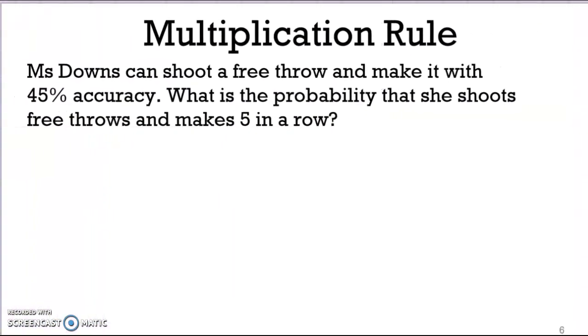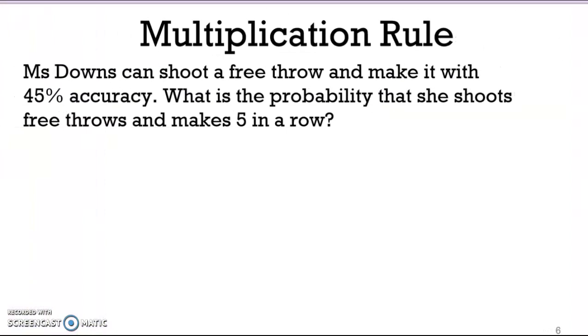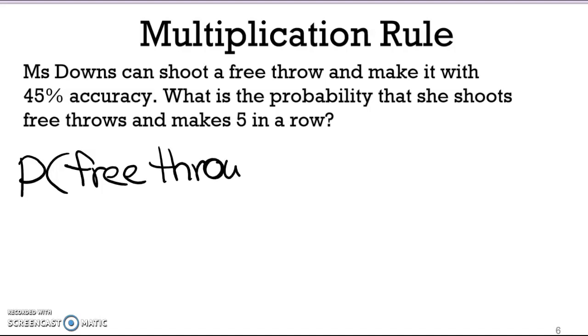All right, one more. Miss Downs can shoot a free throw and make it with 45% accuracy. So what that means is that the probability I can make a free throw is 45%. It's probably lower than that. I'm really not a very good basketball player. All right, so the probability of making a free throw is 45%. What is the probability that she shoots and makes 5 in a row?